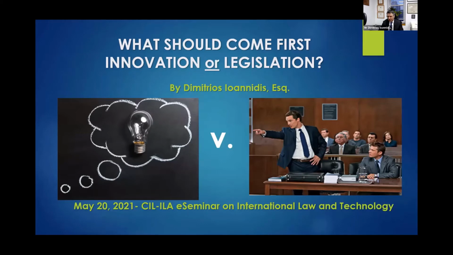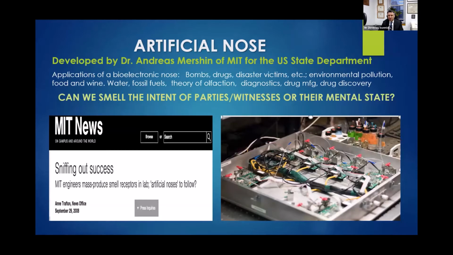The first discovery that I want to mention to you about is the artificial nose. Now, Andreas Merschen is an MIT researcher. He developed this artificial nose for the US government, and I actually represent Andreas. We are in the process of commercializing the artificial nose. But what is this artificial nose all about? And why is it that I'm bringing this discovery to you?